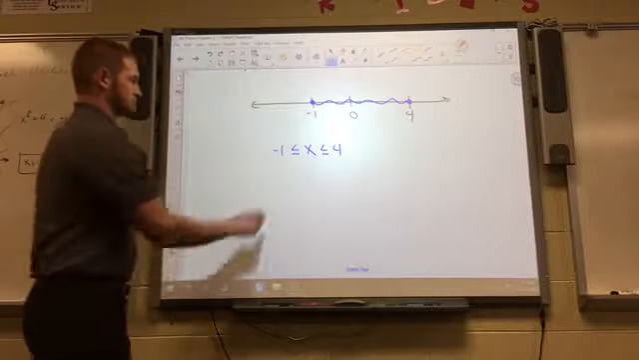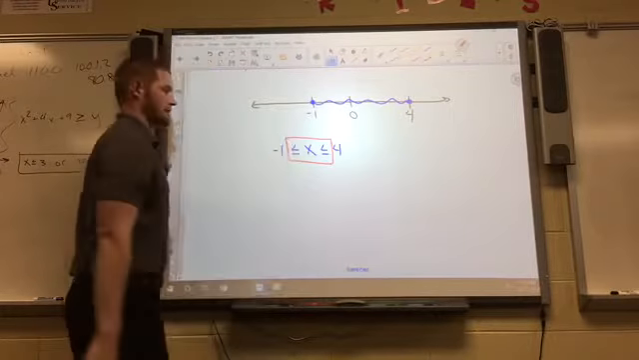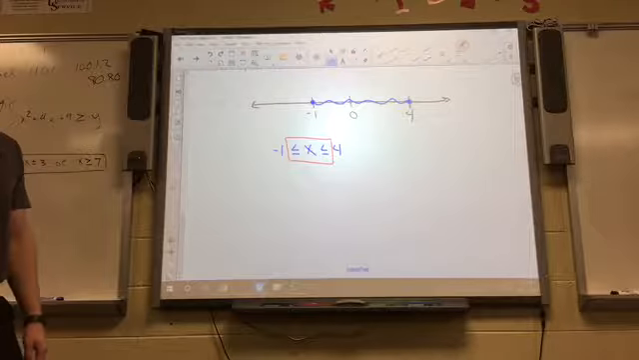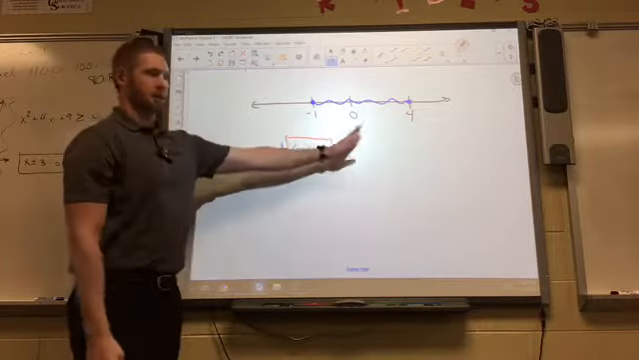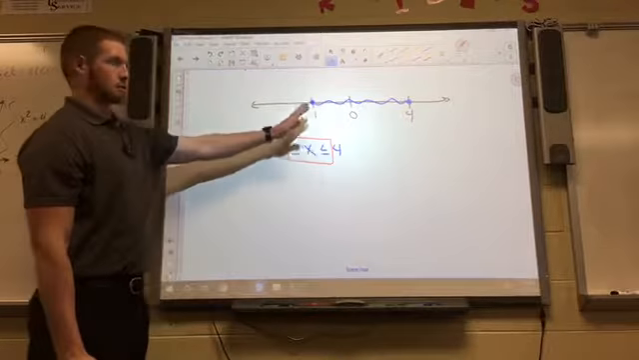This part in an and statement will always be the same. You just got to put your small number on the left, your big number on the right. Okay?